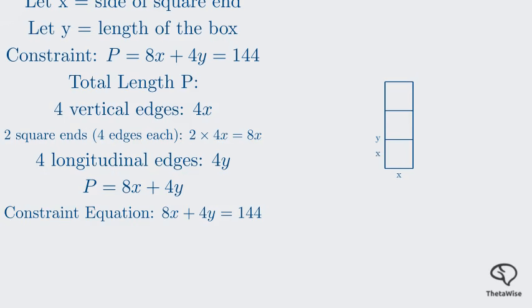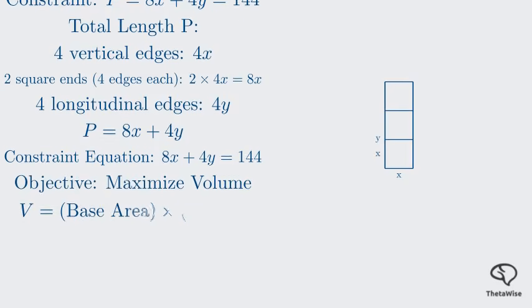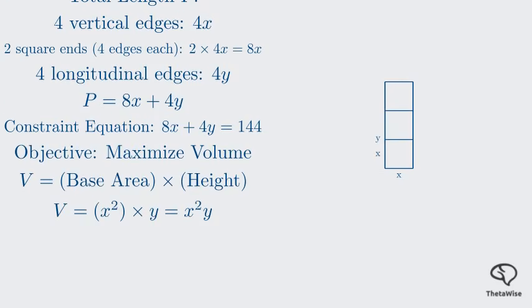Our goal is to maximize volume. Let's find an expression for the volume V of the box. The volume of a rectangular prism is the area of the base times the height. Our base is a square of side x, so its area is x squared. The length, or height, is y. So the volume V equals x squared y.